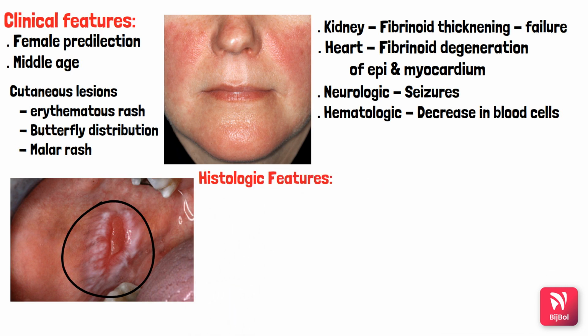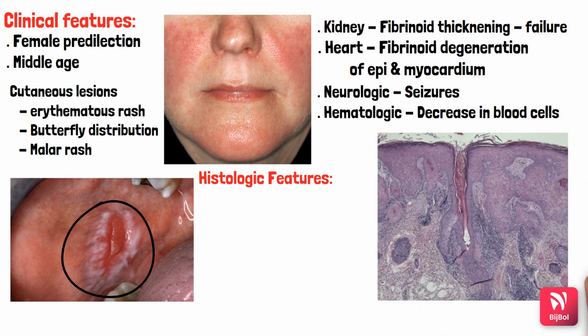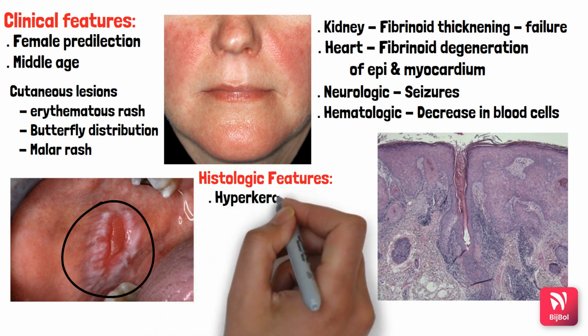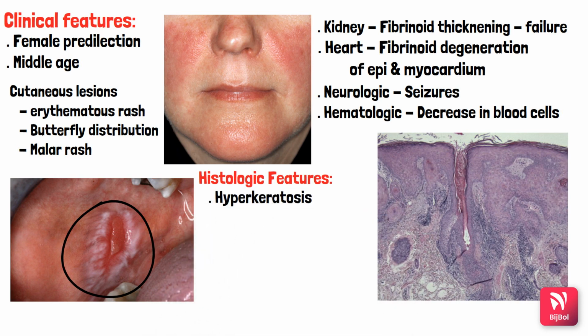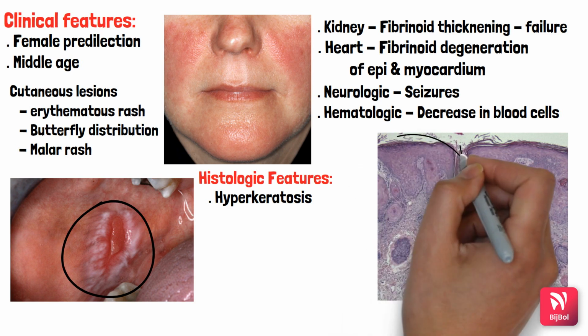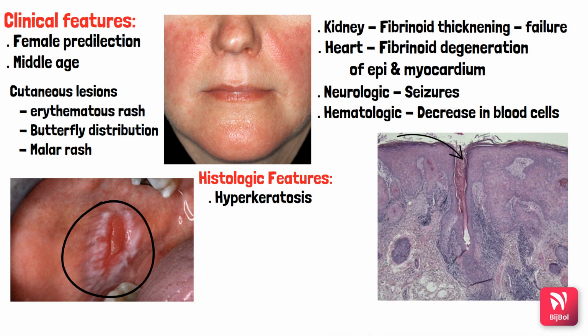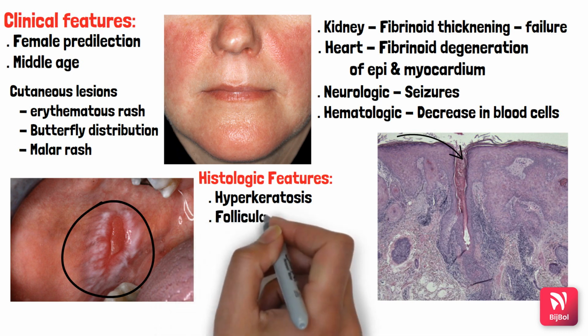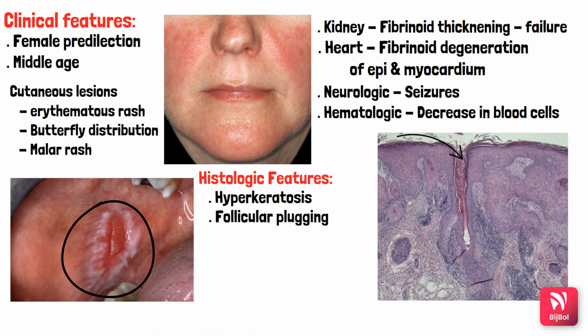Now let's see histological features. This is the histopathological picture of SLE, wherein we will see hyperkeratosis, that is thickness of the epithelium. Sometimes there will even be alternating areas of hyperkeratosis and atrophy of the epithelium. And there will be follicular plugging, as you can see in the picture. The arrow represents that area of follicular plugging.